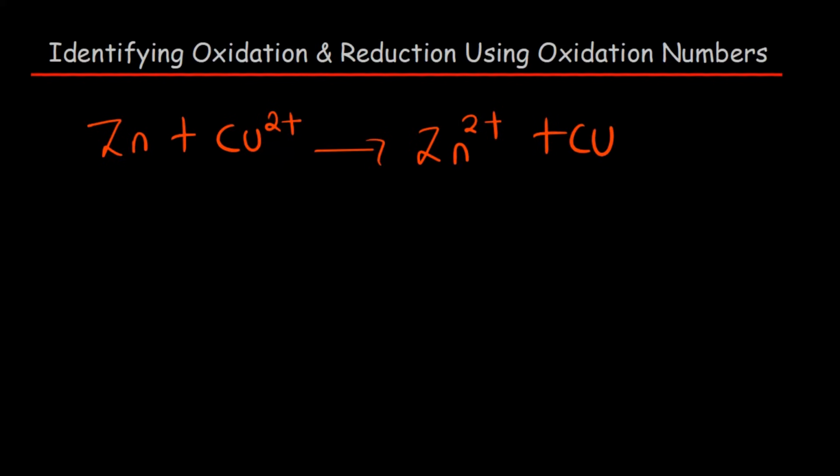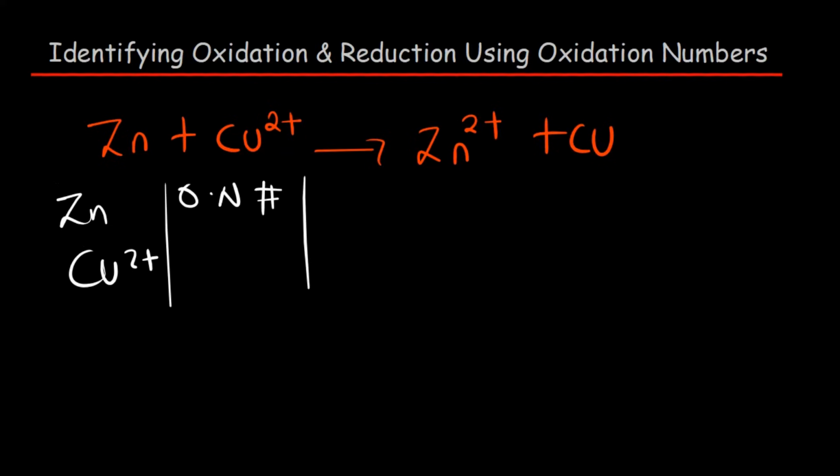So for this equation, we had to even draw a table. We're not going to draw a table. The species that we have are zinc and copper 2 plus. Now if you're going to look at zinc in this case, what is its oxidation number?